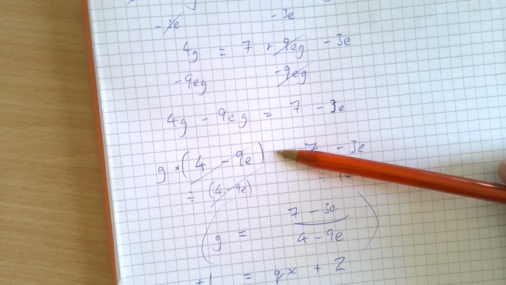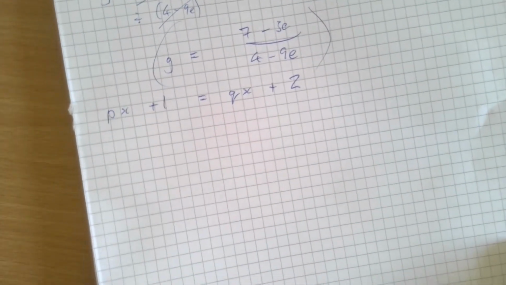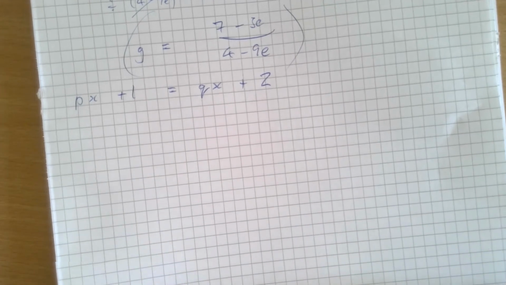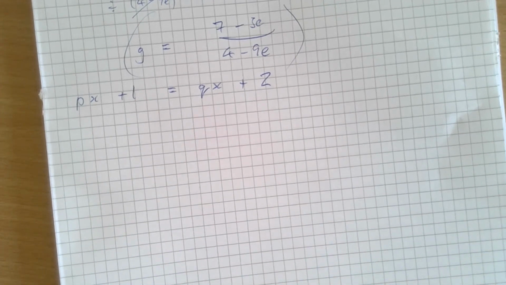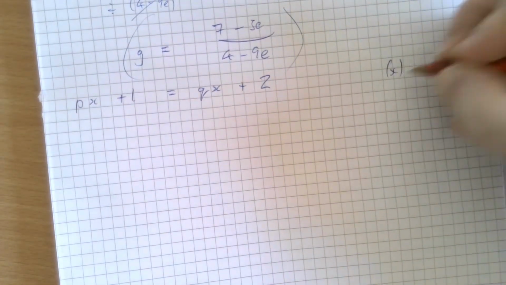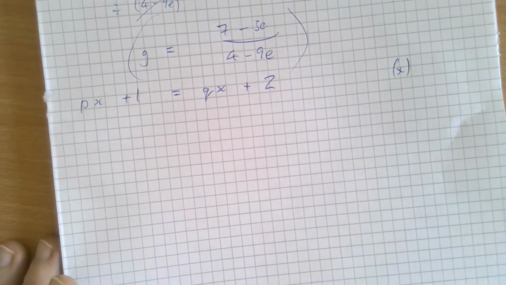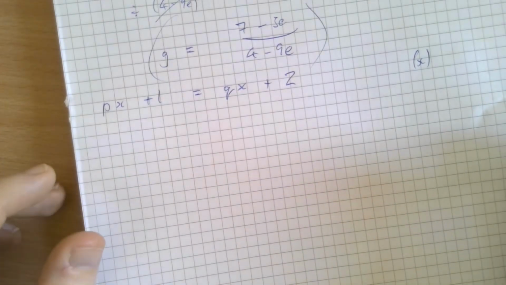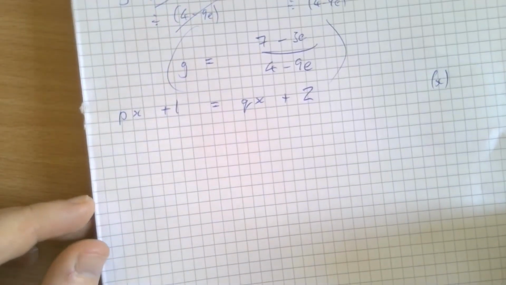That is the answer, and I achieved it by dividing both sides by this factorized bracket, what was inside the bracket. Similar question down here. Px plus 1 equals qx plus 2. I believe that is isolating x. Let's give this a go. In fact, I'll do it quite quickly and see if you can follow it.